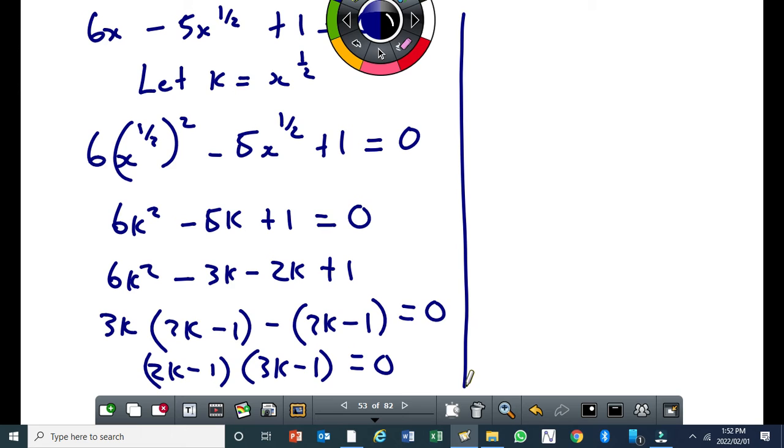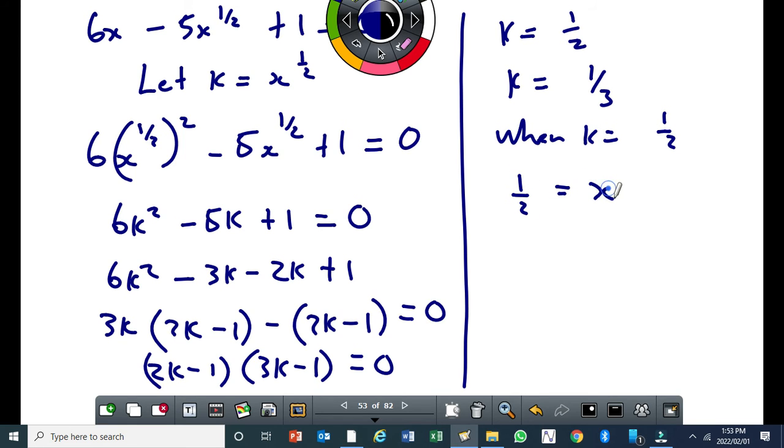So what this means is that k is going to be a half, right? k is going to be a half, and the other k is going to be 1 over 3. Okay? Then let's go back now to the substitution here. So when k is a half, it means that a half will be equal to x to the power of a half. And then remember, if I want to carry on here, I just have to multiply the exponent of x by its reciprocal, which is a 2.